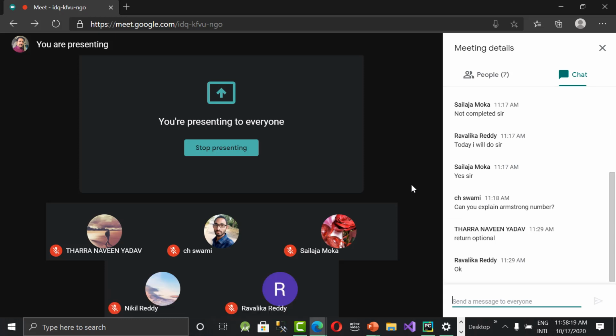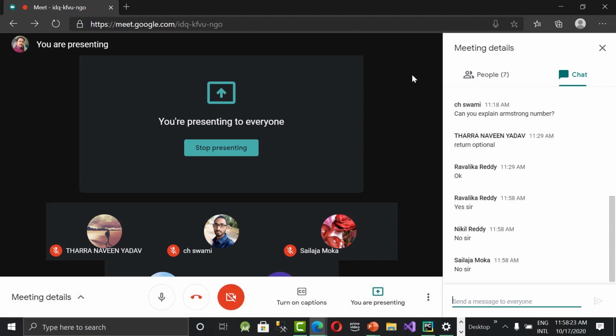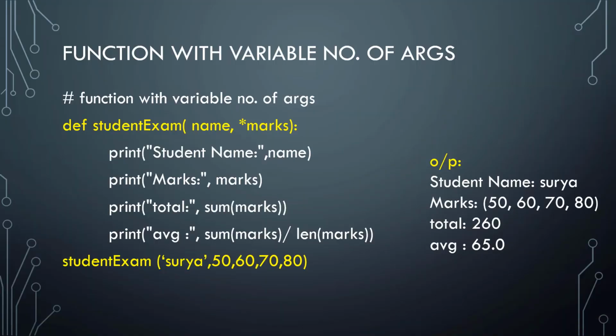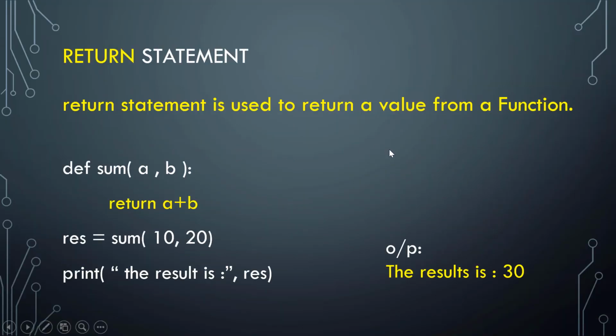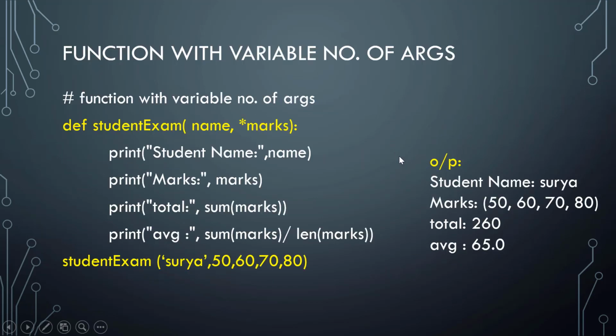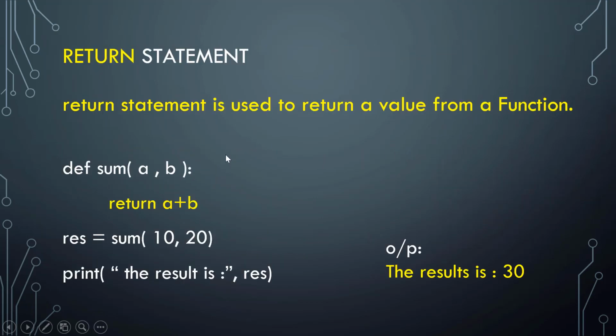Let me see if anything is pending in functions. Yeah, the return statement. So now we'll see the return statement and then we'll stop for today. Last example. What is this return statement? It is used to return a value from a function. So if we want to return a value compulsorily, then we have to go for the return statement. See now, def sum of a comma b, two parameters. What I'm saying here: return a plus b. So when you're returning it, you have to store the return value in a variable.